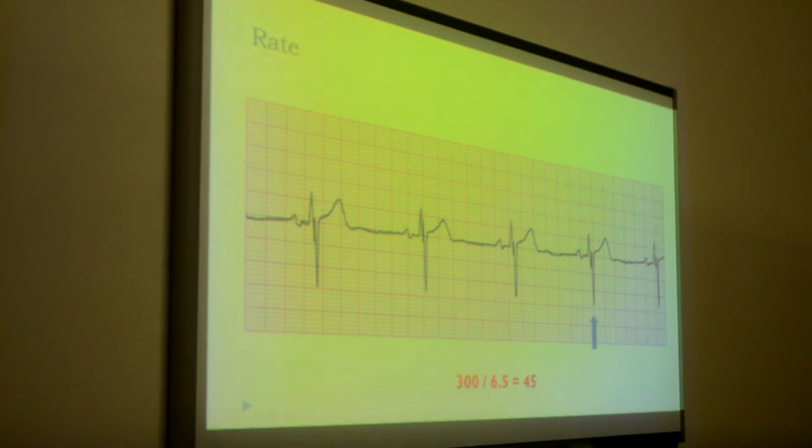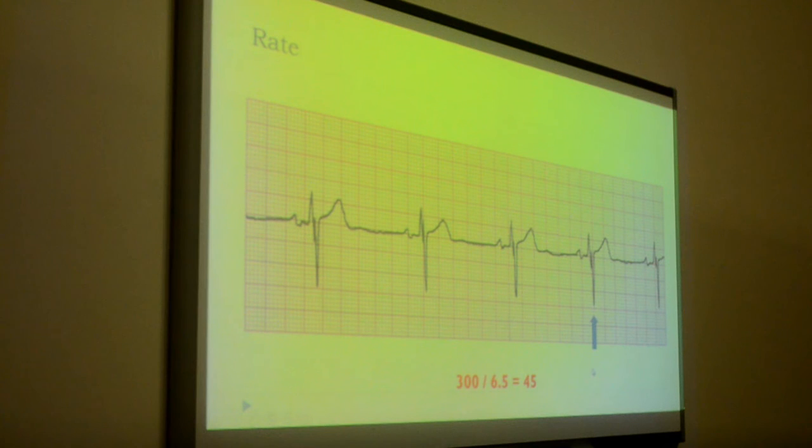Here, take this one. Look how many squares. 1, 2, 3, 4, 5, 6. Almost 6.5. Take this one. 1, 2, 3, 4, 5, 6. Six and a half. It is regular, exactly. Yes, it's regular. So you do 300 divided by the number of large squares, 6.5.